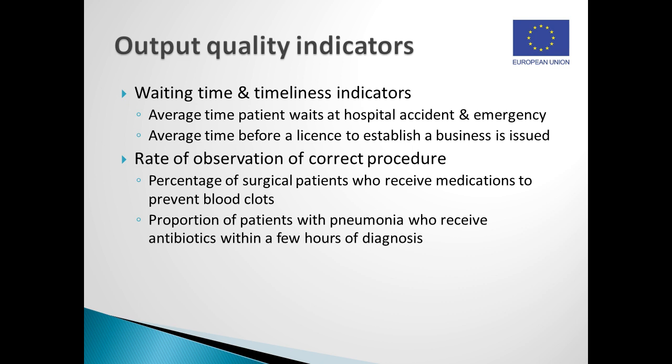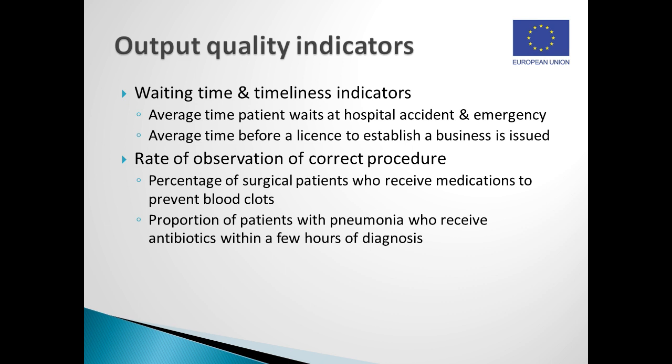Similarly, if a small business needs a license to be able to start trading, it's important they are able to get a license quickly. So the average time before a license is issued by the government is a very important quality indicator. In many other areas of service provision, there's a right way and a wrong way of doing things.